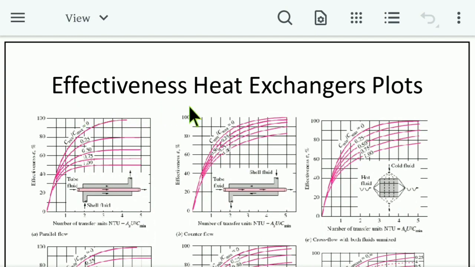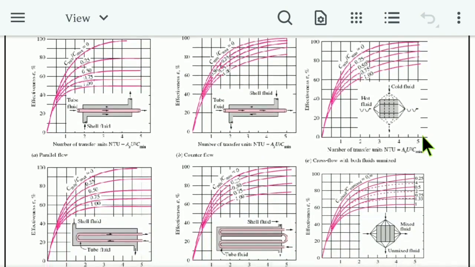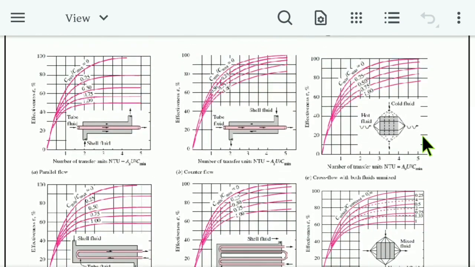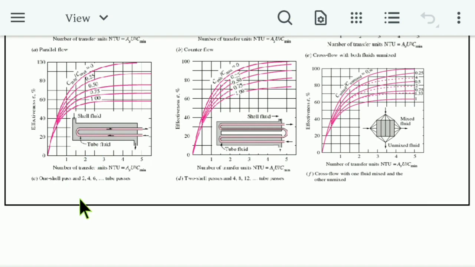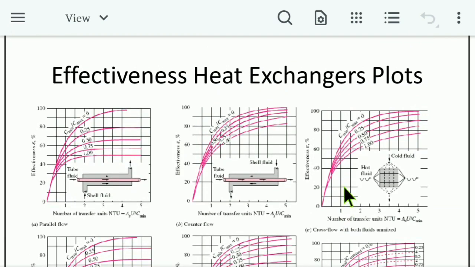Next topic, effectiveness of heat exchangers plots. There are 6 different figures. First one is for parallel flow. Number B, counter flow. Number C, cross flow with both fluids unmixed. Number D, 1 shell pass and 2, 4, 6 tube passes. Number E, 2 shell passes and 4, 8, 12 tube passes. And number F, cross flow with one fluid mixed and the other unmixed. So there are 6 different types of effectiveness plots for heat exchangers.